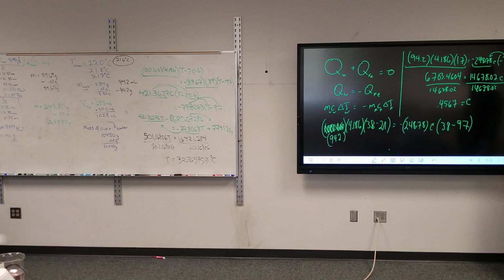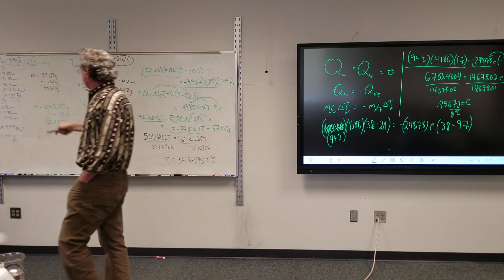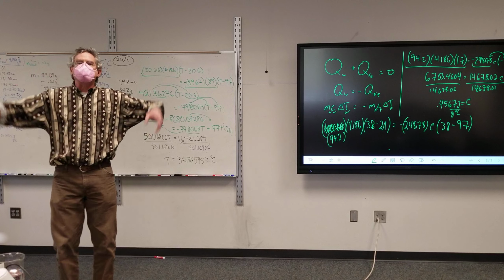Units? Degrees Celsius. No. Joules over gram Celsius. Joules per gram degree Celsius. We got 0.4567 with this simple experiment. The accepted value is 0.450. Woo!